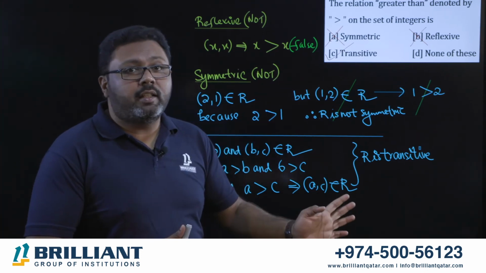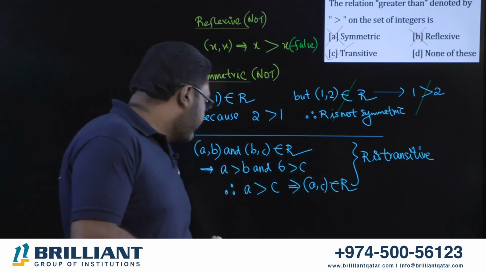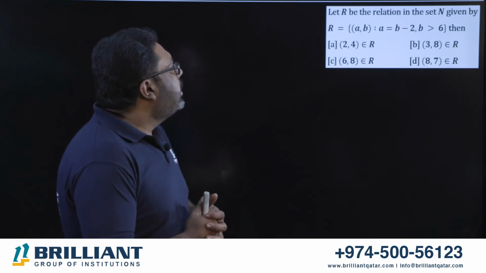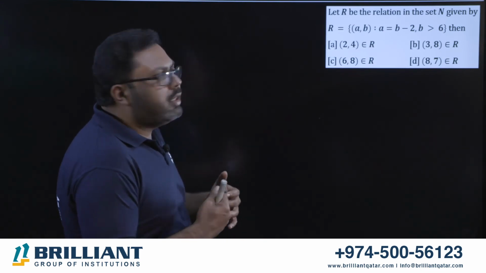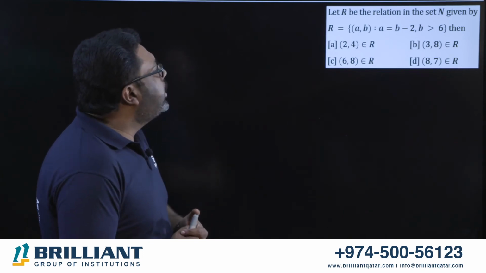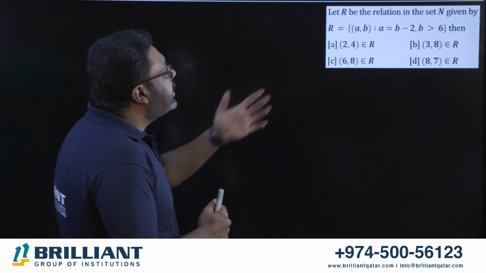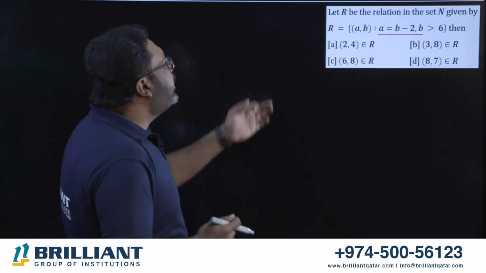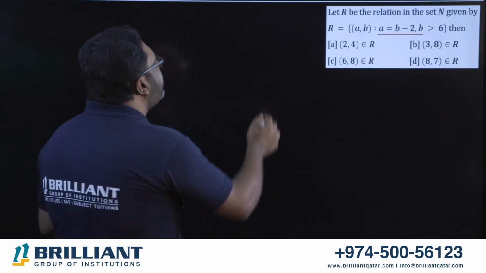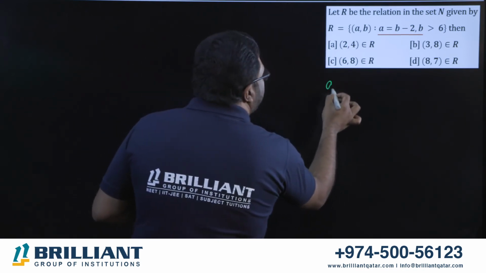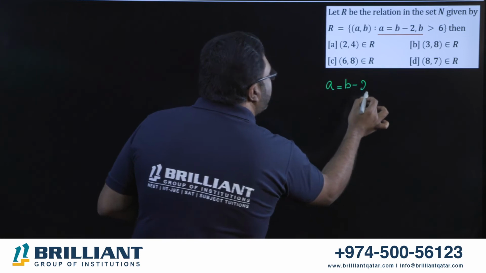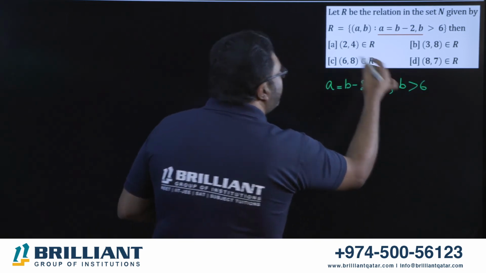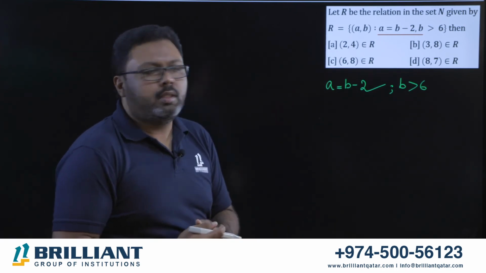So that question is very clear? Yes. So let's begin with the next question now. Okay, a very simple question. The relation R in the set N, natural numbers, is given by R equal to ordered pair A comma B, which satisfies the conditions A is equal to B minus 2, and B should be greater than 6. We just have to look at the options and come to the conclusion.